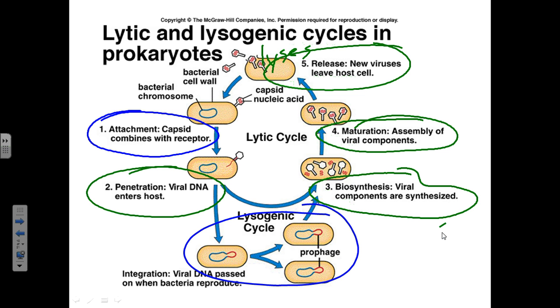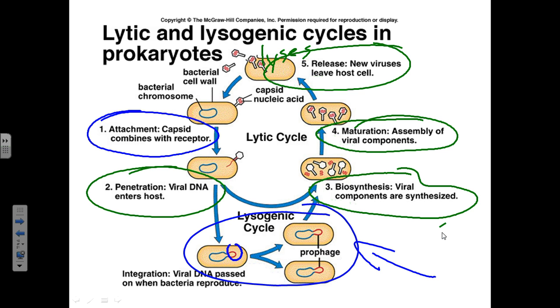Now another thing I want you to notice is this cycle down here at the bottom. Sometimes the virus will sort of take a time out. This is called the lysogenic cycle. Notice what happened in this case is that the virus DNA got injected, just like it did before. Steps 1 and 2 happened just like before. But that viral DNA actually becomes part of the host cell's DNA.